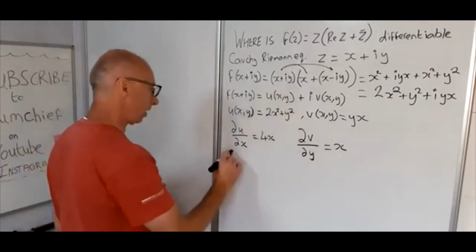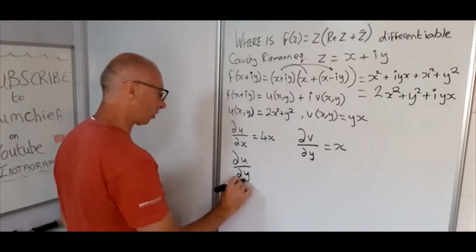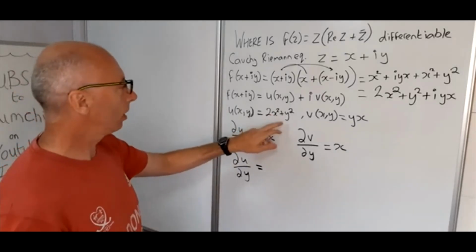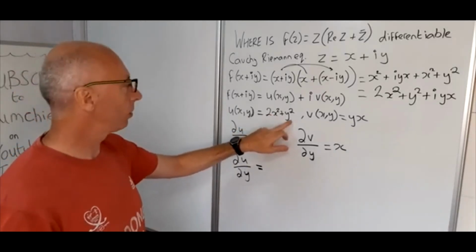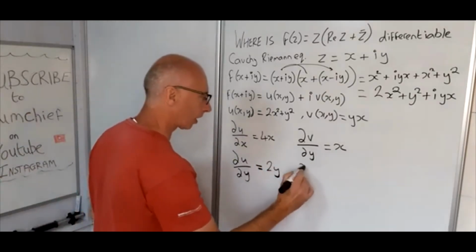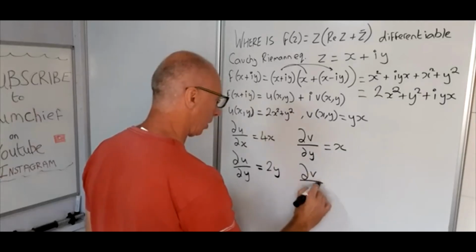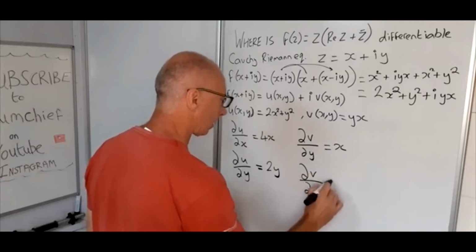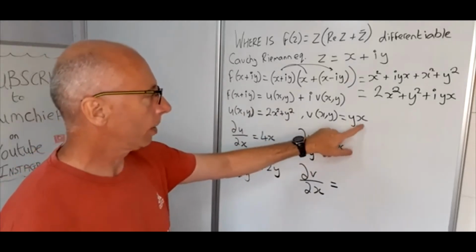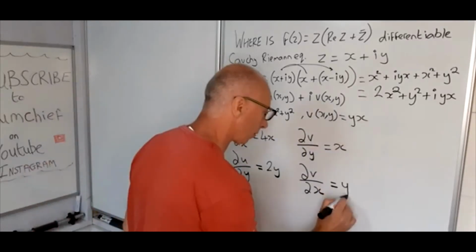Okay, now here, take the partial derivative of u with respect to y. So the 2x squared will disappear. And then we just take the derivative of y squared, which will give us 2y. And now we take the partial derivative of v, this time with respect to x. So here the y is the constant and x is what we're taking the derivative of, and that just becomes y.